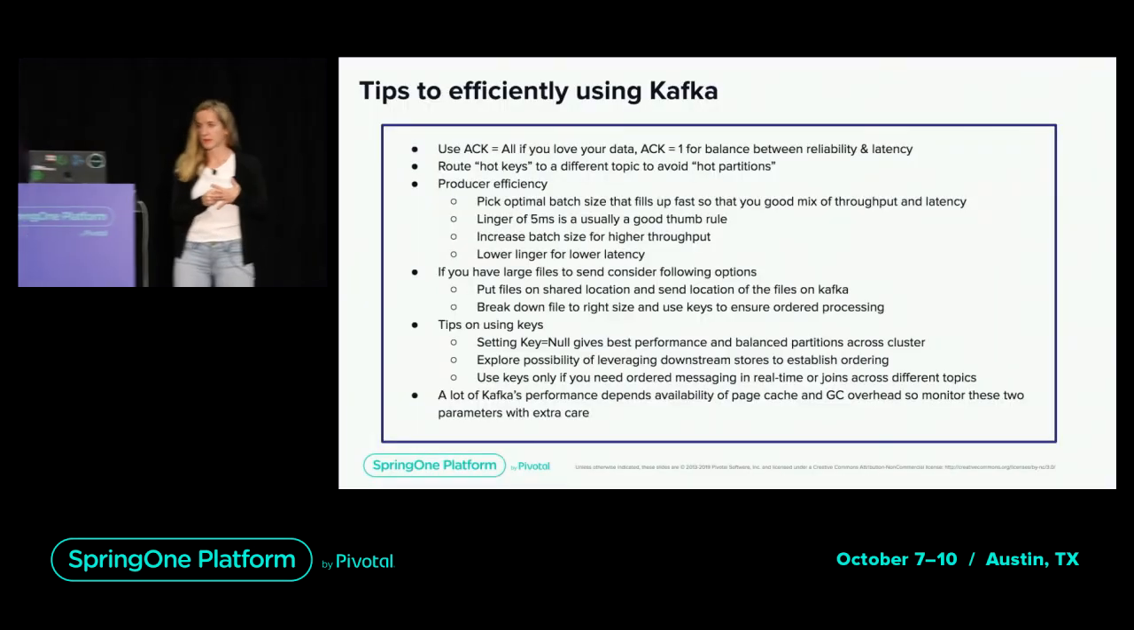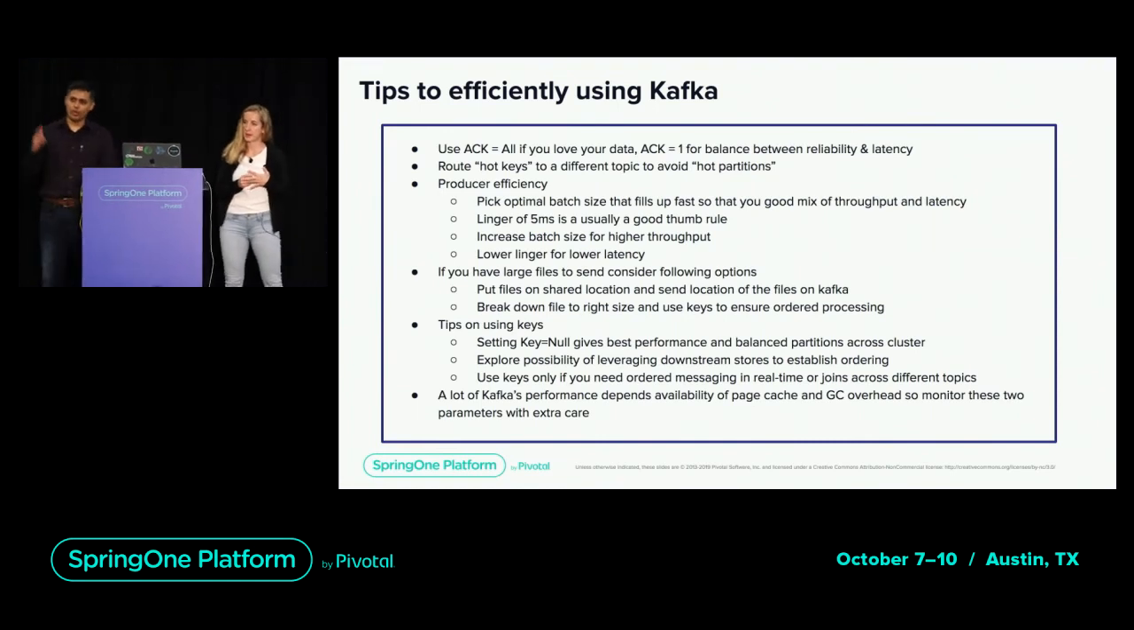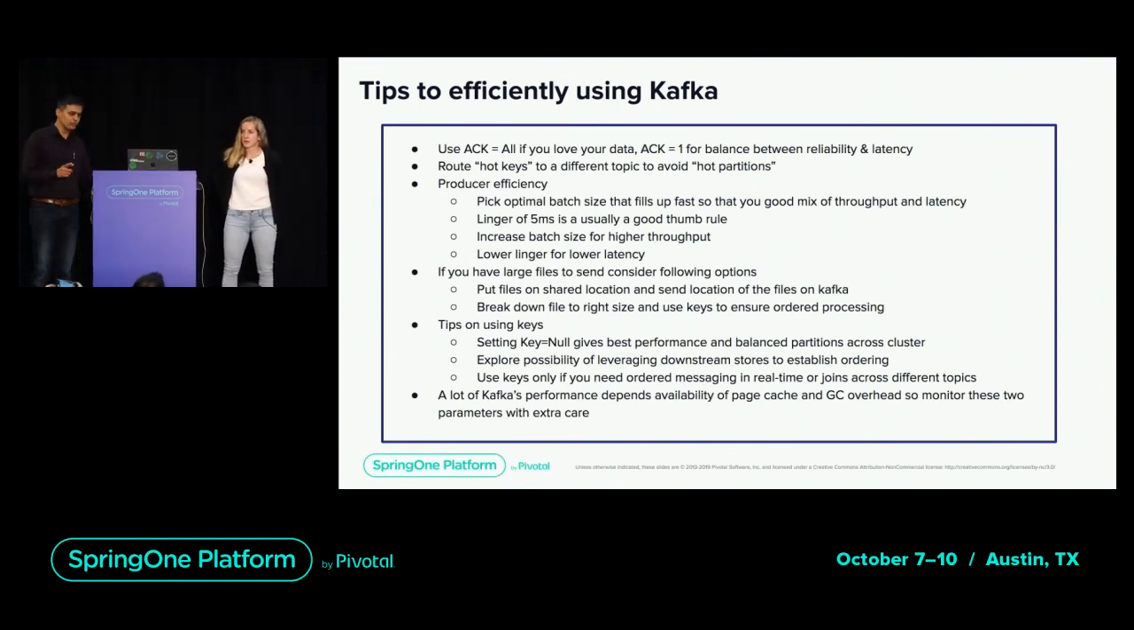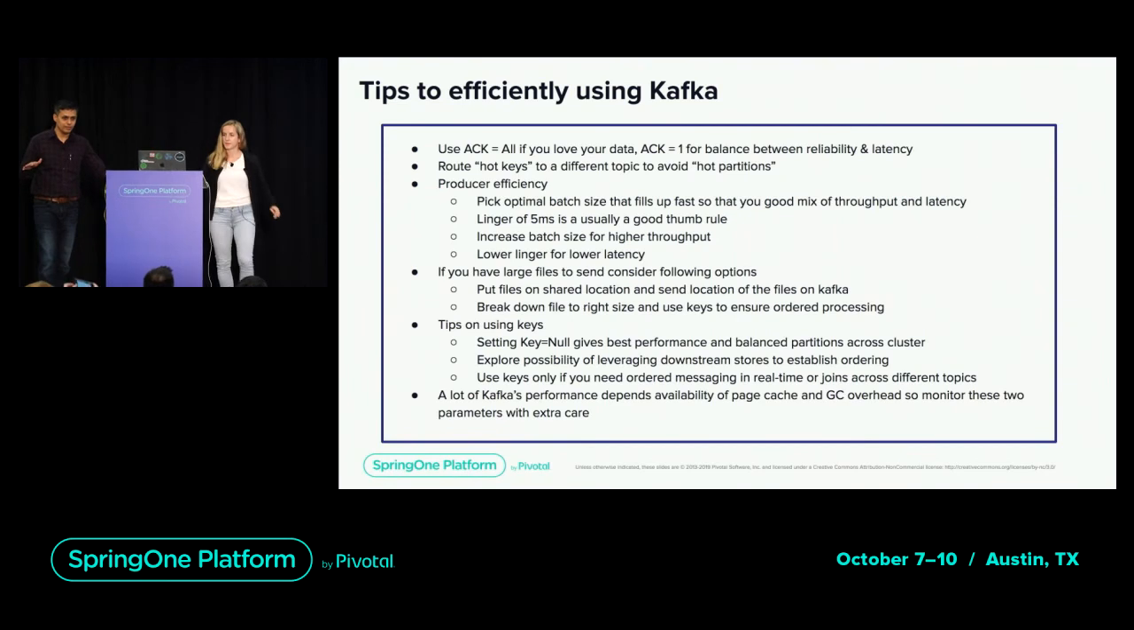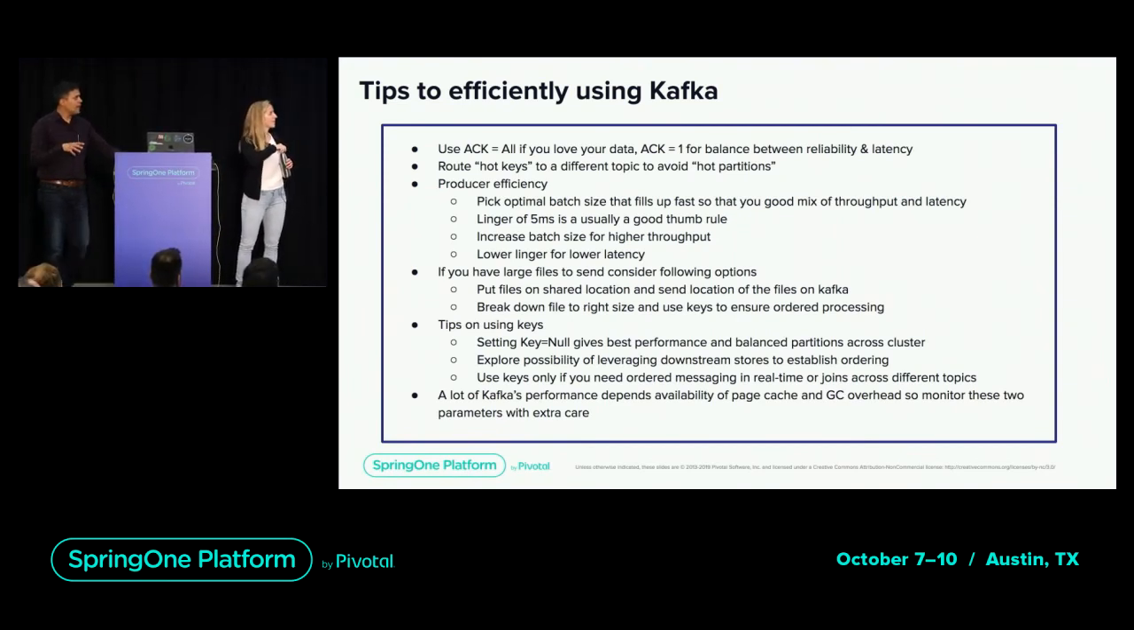Well, next, tips for Kafka. Tips for efficiently using Kafka. Number one thing, if you love your data, set ACK equal to all. It will ensure that your data is replicated, and only then the confirmation will go to the producer. If you want a balance between reliability and latency, then you have to use ACK equal to 1, which is what we saw earlier.